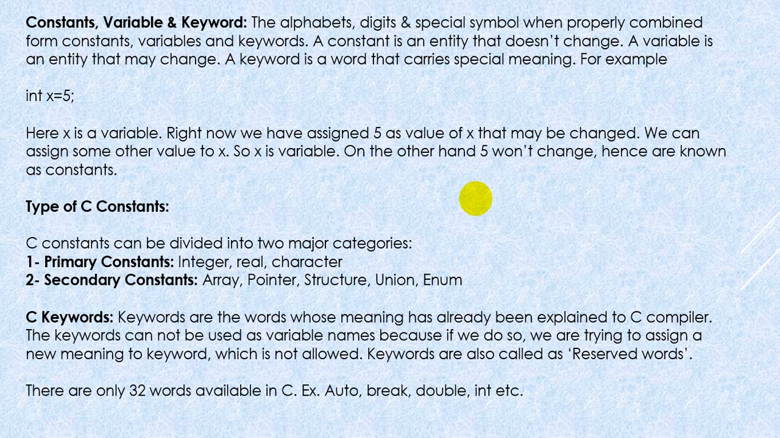Now let's talk about keywords. So, C keywords. Currently there are only 32 words available in C. Here you can see auto, break, double, int. So what are these keywords? Keywords are the words whose meaning has already been explained to the C compiler. That means we have given them a meaning. Like if I have written int x equal to 5, how does the computer know that int means I have to take an integer value? Because that is already written in the compiler.